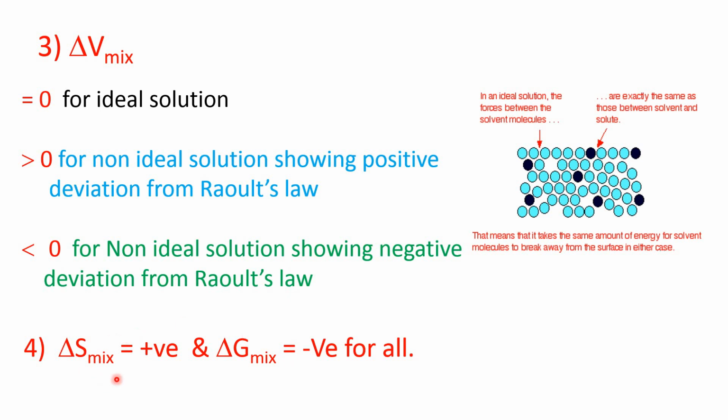Now, coming to delta S, the entropy of mixing. Entropy is the measure of disorderliness or randomness. For any kind of solution, ideal or non-ideal, when you are mixing the solute and solvent, the number of molecules is increasing, so disorderliness increases. Moreover, initially, a pure solvent has only solvent molecules, which means it is an ordered arrangement. Now, when you add the solute molecules, if they come in between the solvent, that becomes a disordered arrangement. So, disorderliness increases. So, entropy change will be positive for ideal and non-ideal solutions.